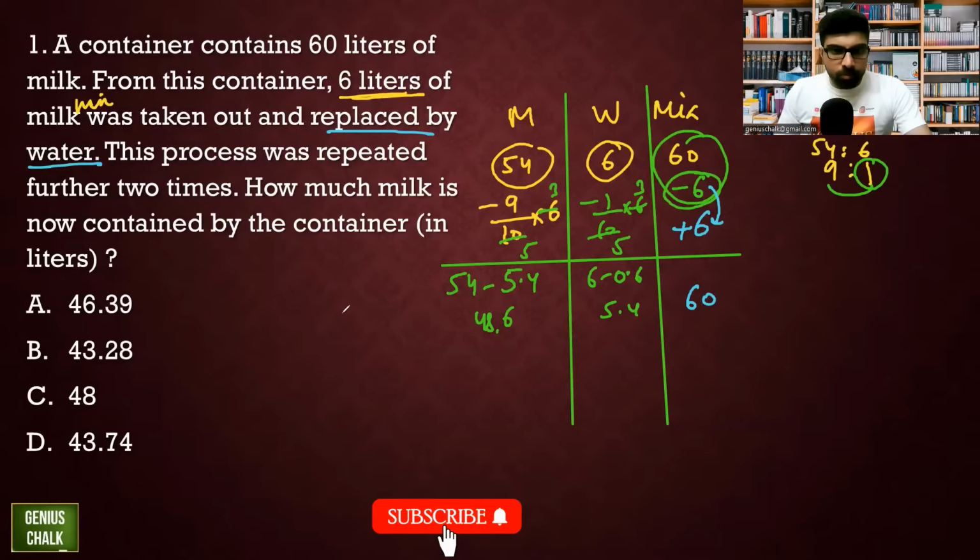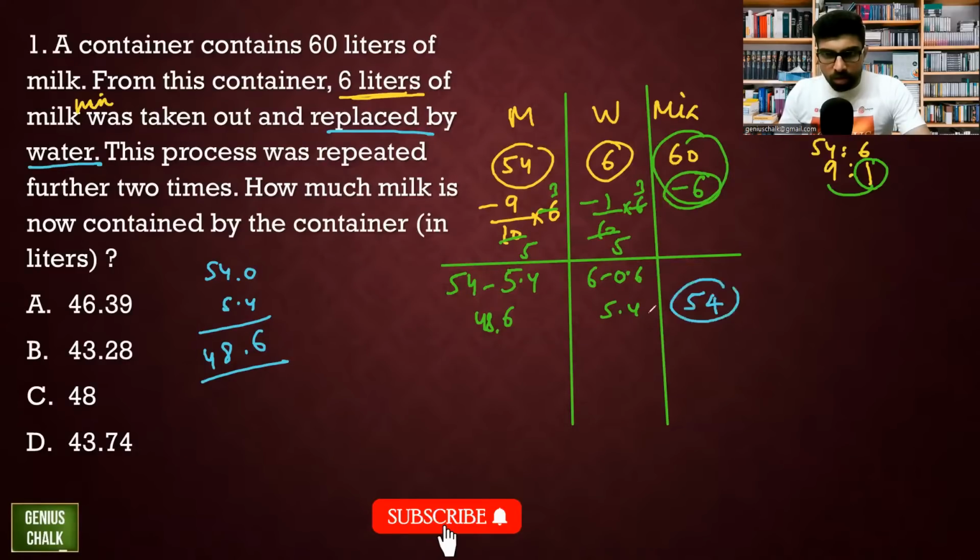So this was 54 minus 5.4, and you can subtract 54.0 minus 5.4. So this is why this is 48.6, and 6 liters has come out, and in the next step 6 liters is gone. So basically you can see that when we have drawn this 6 liters out, because this is a step, we are having total 54, and you can cross check, 5.4 plus 48.6 will be giving you 54.